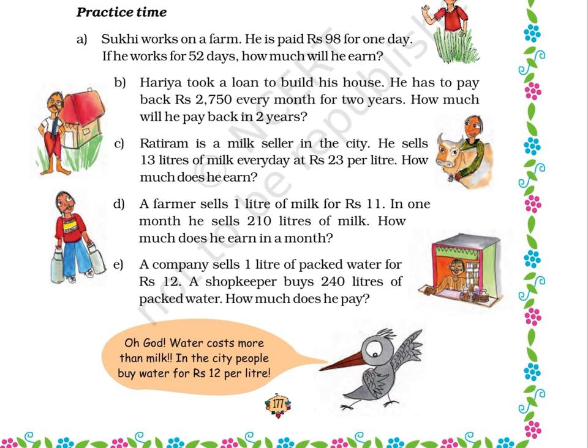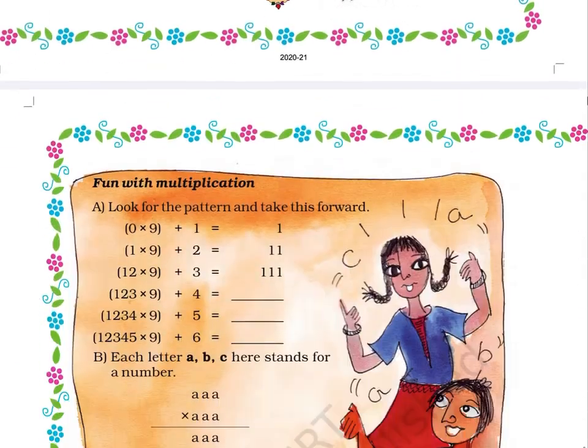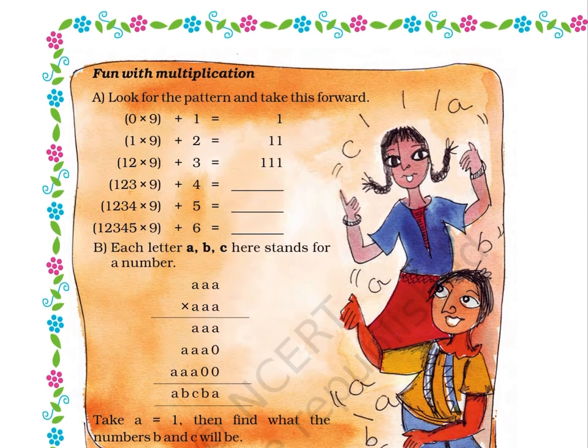And finally, once again at the bottom of the page, we get the bird who tells us, "Oh God, water costs more than milk. In the city, people buy water for rupees 12 per liter." Page 178. Fun with multiplication. A. Look for the pattern and take this forward. 0 multiplied by 9 plus 1 is equal to 1. 1 multiplied by 9 plus 2 is equal to 11. 12 multiplied by 9 plus 3 is equal to 111.